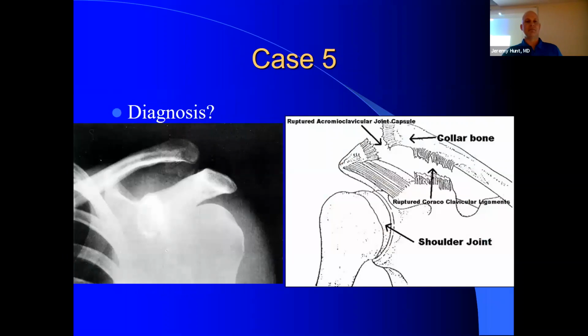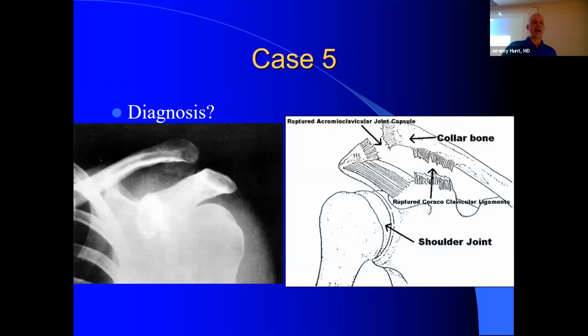So get an X-ray. Fortunately, we have a nice picture next to that X-ray. So what is that? Does anything look broken? No, nothing broken there. So this is an AC joint sprain.